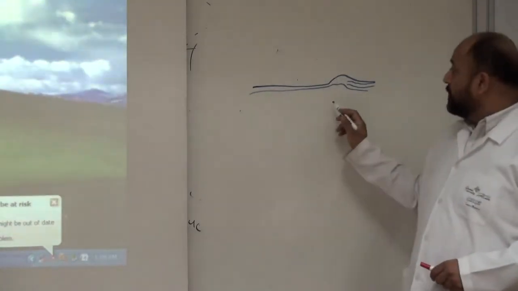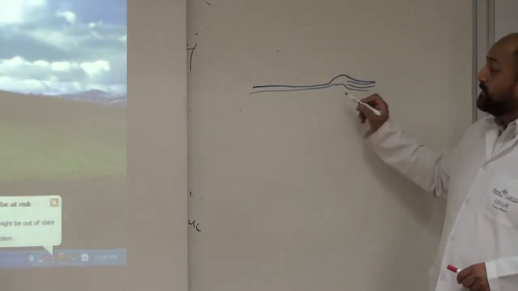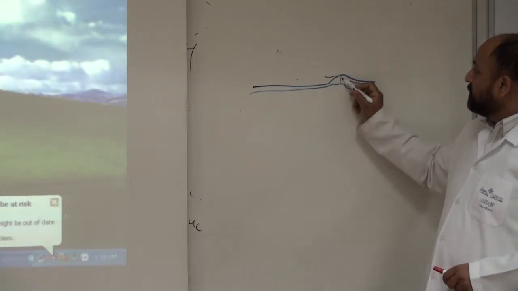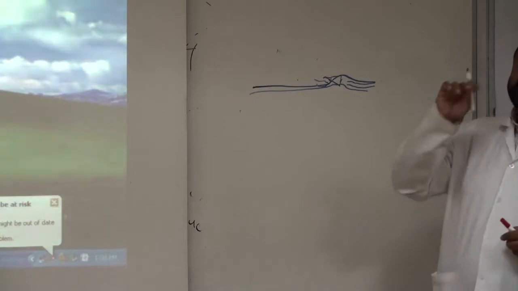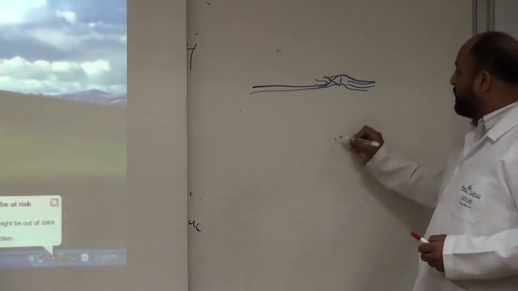Okay, this is dinner fork. So the hand will appear like this. Lower end of the radius will detach from the radius and come upward. Same but less common is a Smith fracture.